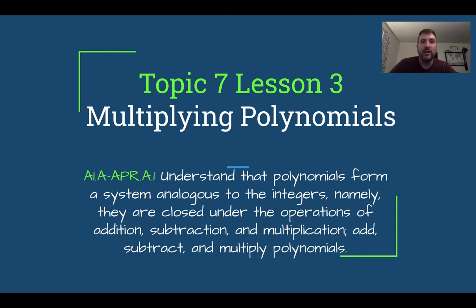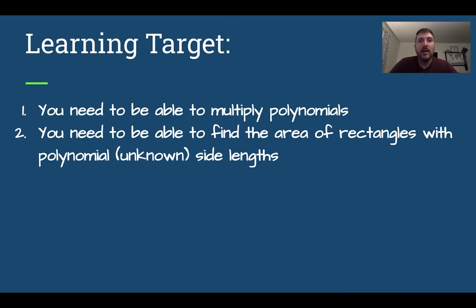Hey there, Mr. Weaver here, and this is Topic 7, Lesson 3, Multiplying Polynomials. After this lesson, you need to be able to multiply polynomials, and you need to be able to find the area of rectangles with polynomial or unknown side lengths.